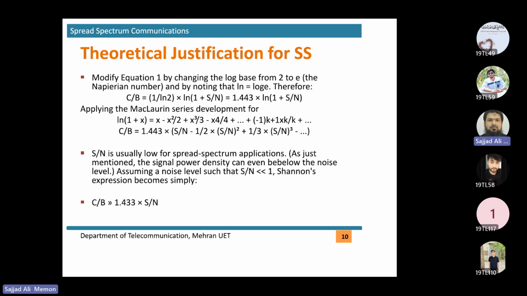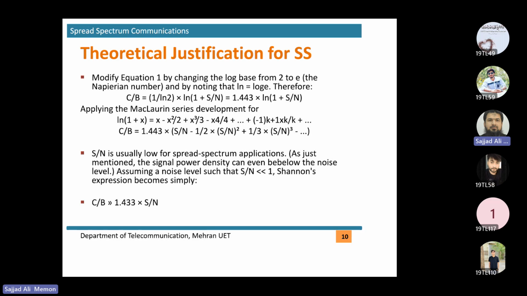The signal power density can even be below the noise level. Assuming a noise level such that the signal to noise ratio is less than 1, then Shannon's expression becomes simply C over B greater than 1.443 into the signal to noise ratio, as we exclude the other terms, that is minus 1/2 (S/N) squared. If the signal to noise ratio is less than 1, then its square will be much less than 1, then we have the cube, and so on. So we can exclude all the square and cube terms. We can only keep the original signal to noise ratio.